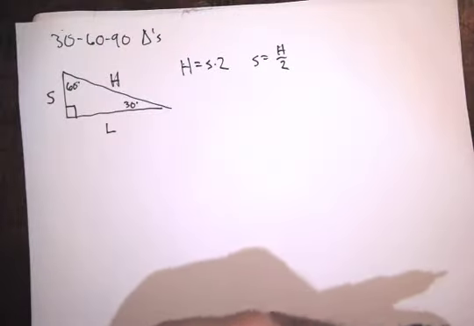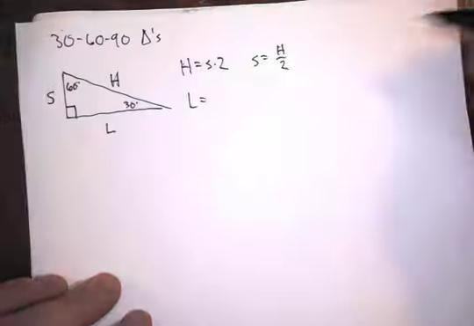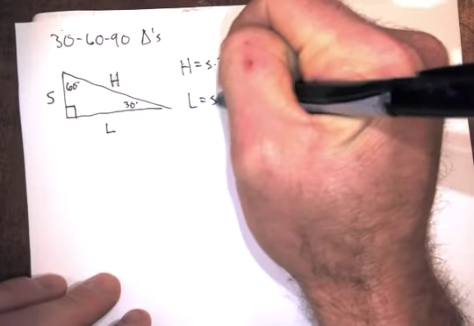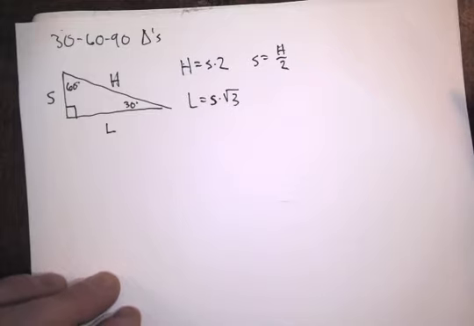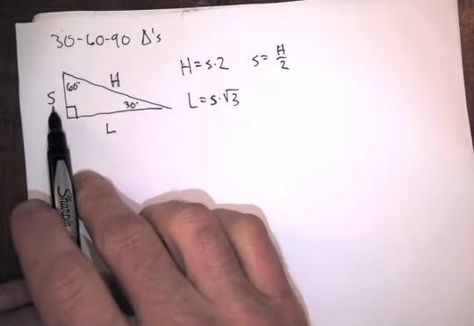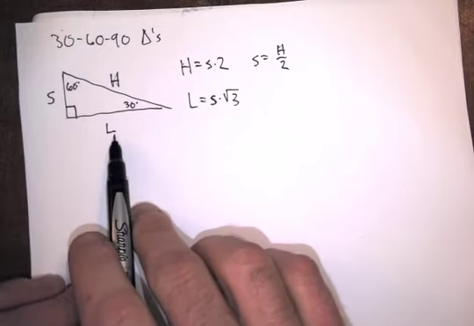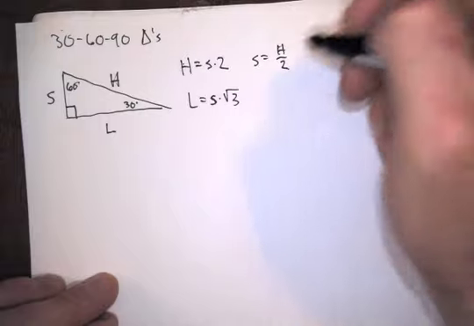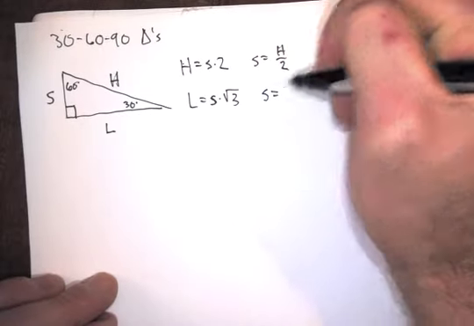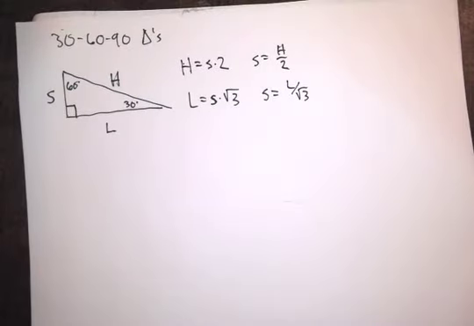Okay, that one's easy. The other relationship, for L: L equals S times square root of 3. So in other words, if you know S, times it by square root of 3. If this is 5, this would be 5 times square root of 3. And the inverse of that is, to get S, you could take L divided by square root of 3. Okay, that's all the relationships you need to know.